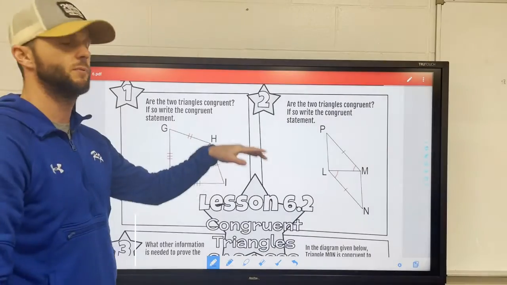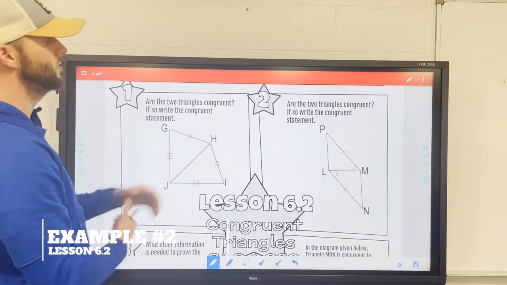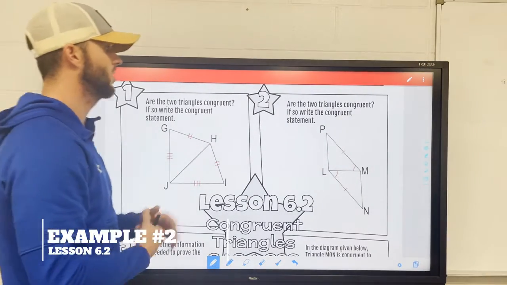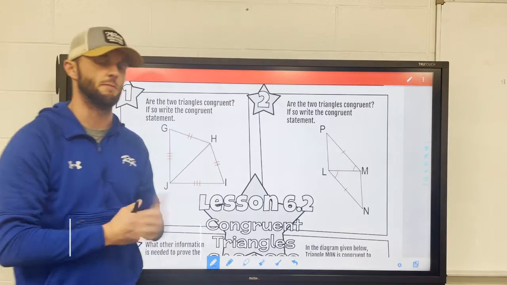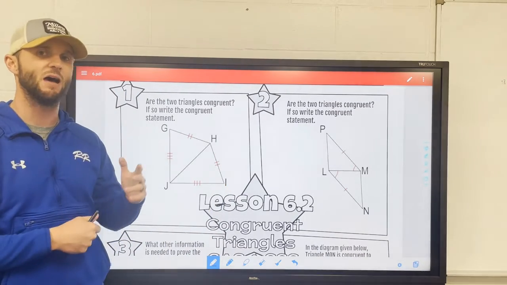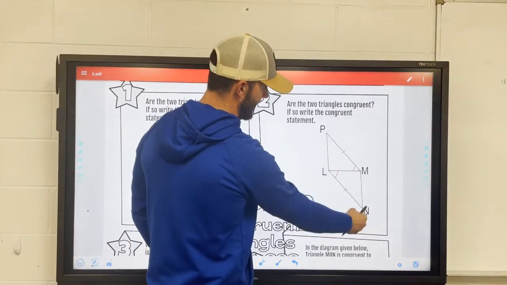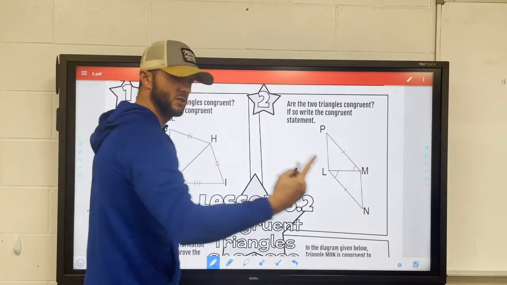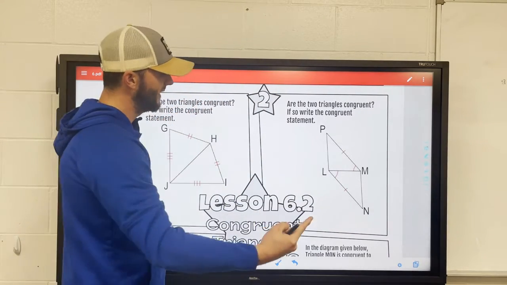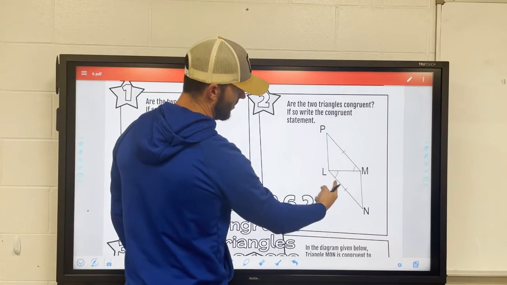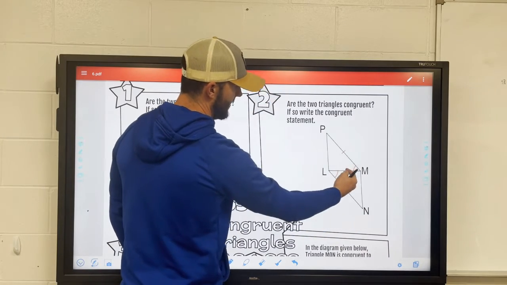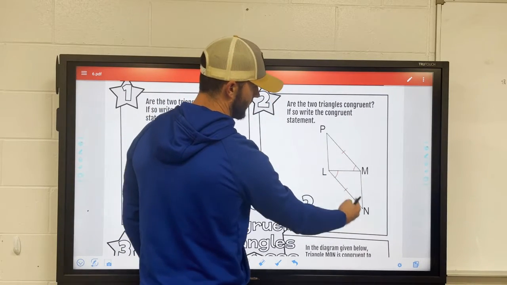All right, so on example number 2, it says, are the 2 triangles congruent? If so, we need to write the congruent statement. So let's go ahead and look. I have 2 sides that are congruent. I have PM and LN. Those are congruent to each other, so that's one side. And then it looks like I have an angle. So angle NLM and angle PML are congruent to each other.